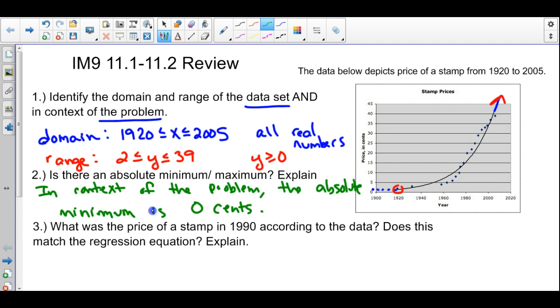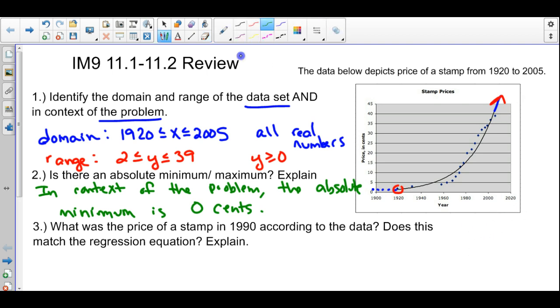So you cannot have negative cents. So I would say that we have an absolute minimum of 0 cents, even though what we're really talking about with absolute minimum is when we end up with the U shape, the absolute minimum is going to be this bottom point. So in terms of this curve, if you think about it, before 1920, they were even cheaper and cheaper and cheaper. But again, we're establishing that it is still a positive number or something that is equal to 0.